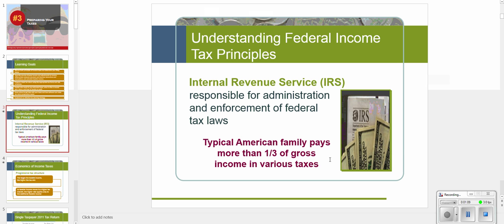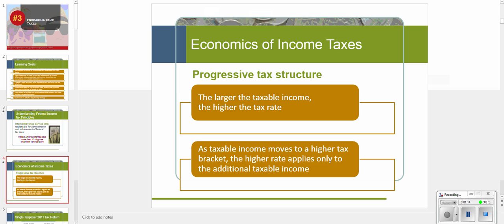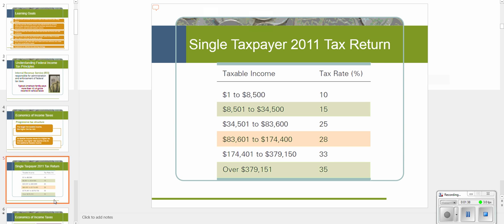That's a staggering number. If you look at the economics of it, you see we have a progressive tax structure. So the way that it's set up, the larger the taxable income you have, the higher the tax rate. Also, as your taxable income moves to a higher tax bracket, that higher rate applies only to the additional taxable income. All right. When you look at an example of this, you see it on this rate schedule here.